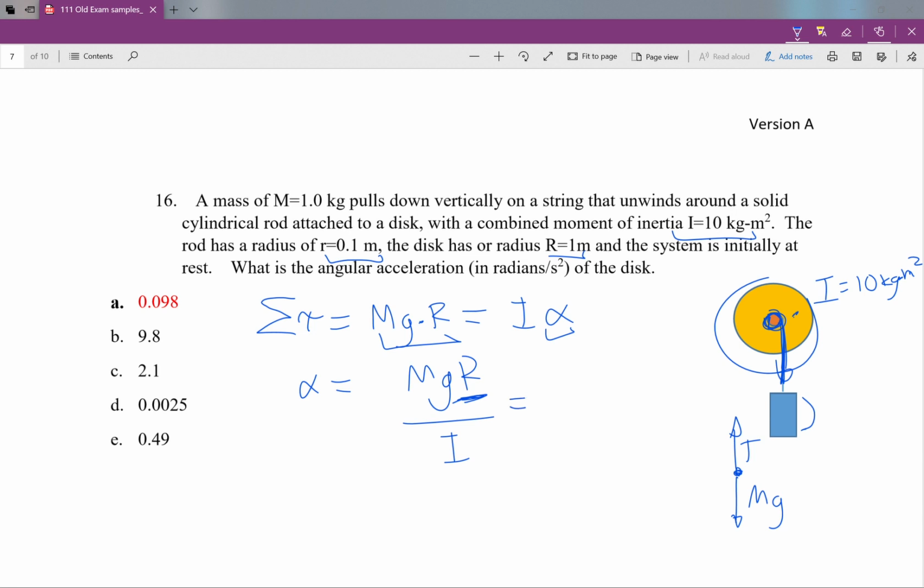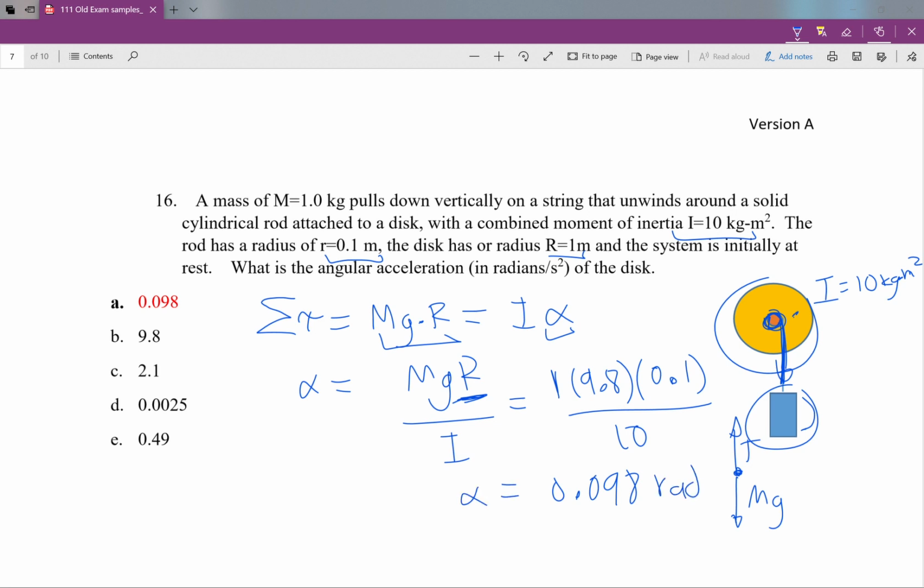So we substitute the values, and we have that the mass of this weight is going to be 1 kilogram times 9.8 meters per second squared times the radius of the rod, which is 0.1. All of that divided by the moment of inertia, which is 10. 9.8 times 0.1 is 0.98, and divided by 10 is 0.098. That's going to be the angular acceleration in radians per second squared.